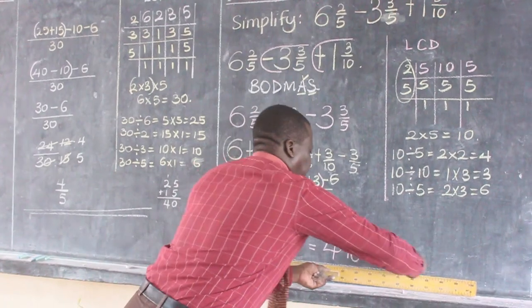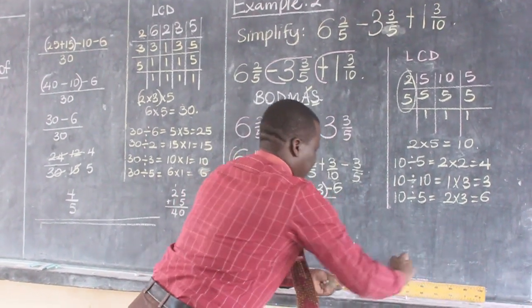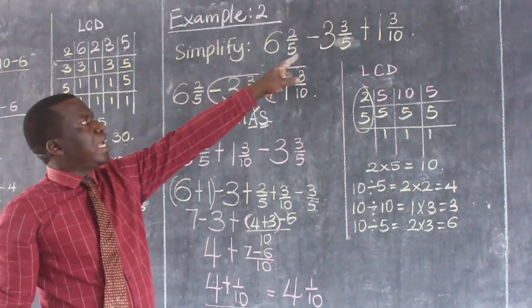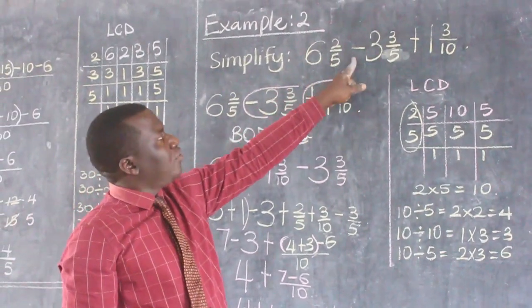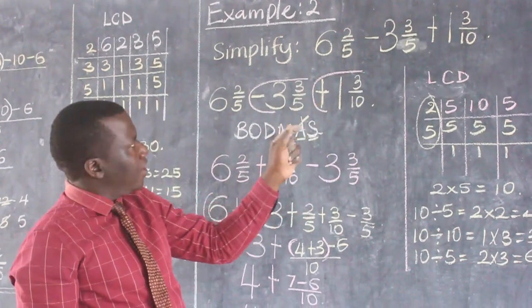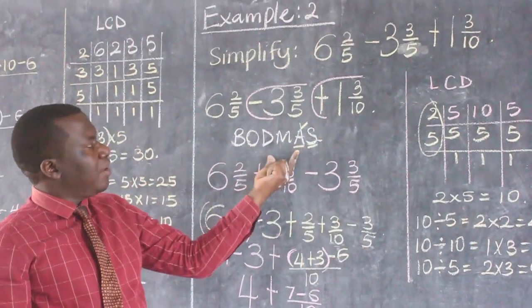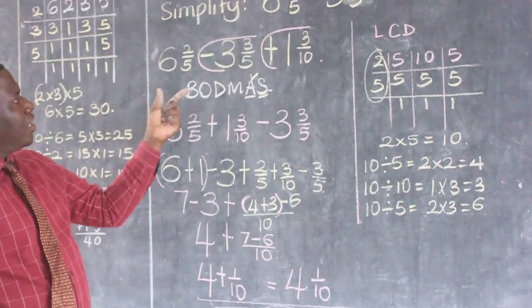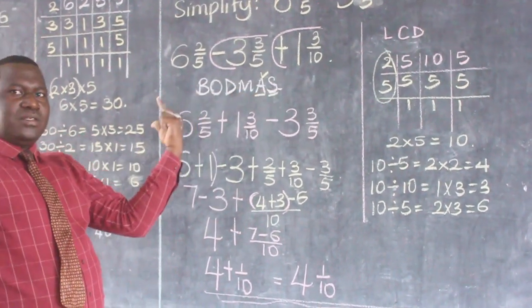Then you double underline. So this is how you handle a number that has a subtraction and addition sign. Identify, first arrange them in order, that is, beginning with addition. The fractions will move.